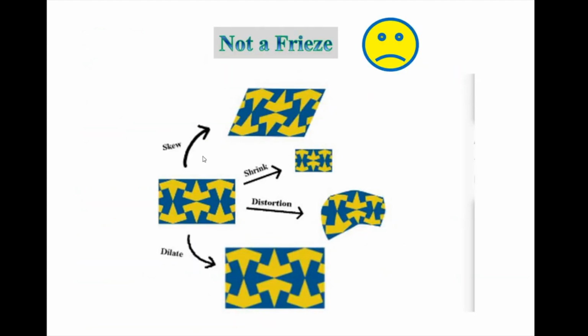Now, if we have such a pattern, then can we call that a frieze? It cannot be called a frieze for the reason that this is obtained from here by just having a skew transformation. Only we have this, and this one is a dilation, and this one is a distortion, and this one you get by shrinking it. So these cannot be called friezes.